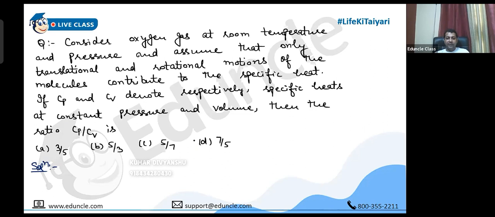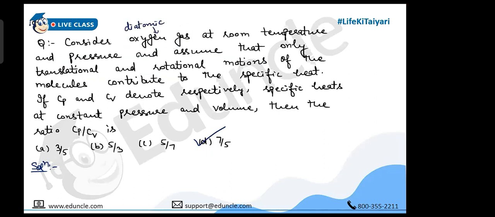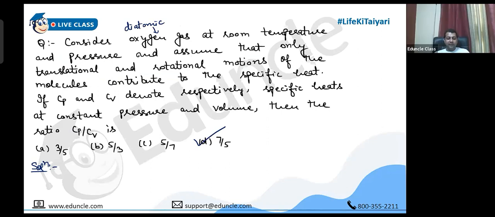So it is 7/5. Because it is clearly being said that only translational and rotational degrees of freedom are contributing, and oxygen is diatomic. First of all, it is diatomic. And for diatomic, they have also mentioned that translational and rotational have to contribute. So F will be 5, because it is diatomic: 3 translational and 2 rotational. So gamma is 1 plus 2 by 5, that is 7/5. That is the answer. Clear? So simple.